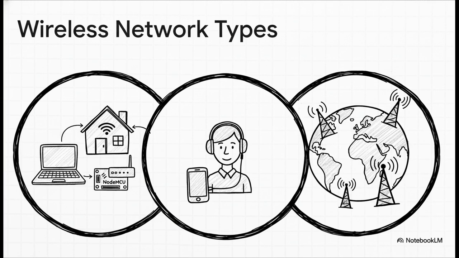Your phone's 5G or LTE connection, that's a wide area network, a WAN. The Wi-Fi you're probably using right now is a local area network, or LAN. And those wireless earbuds you love, that's a super small personal area network, a PAN. For our purposes, the NodeMCU absolutely thrives in its natural habitat, the LAN.